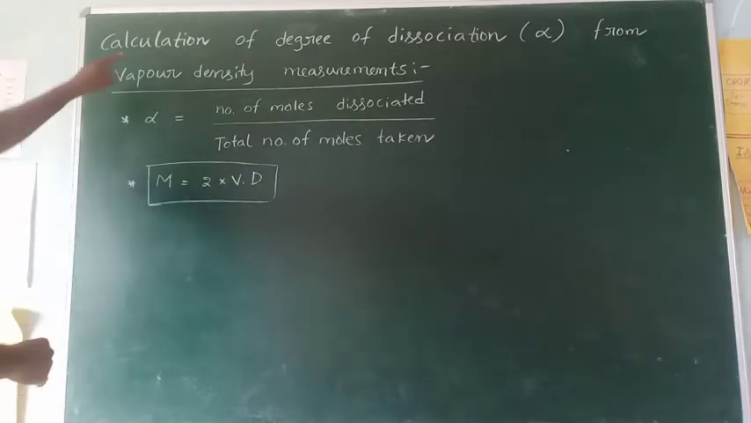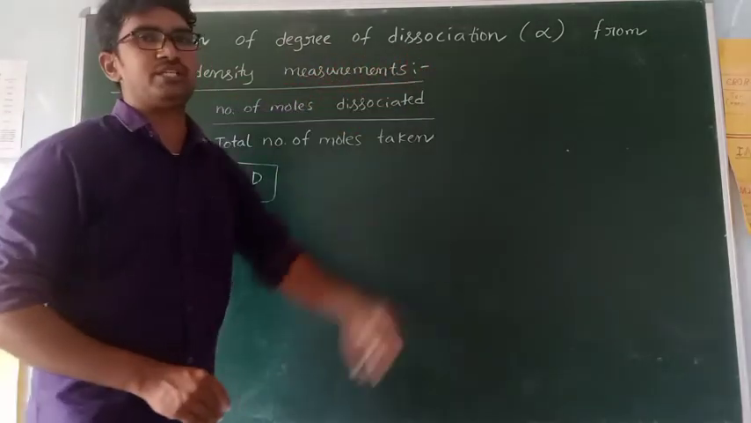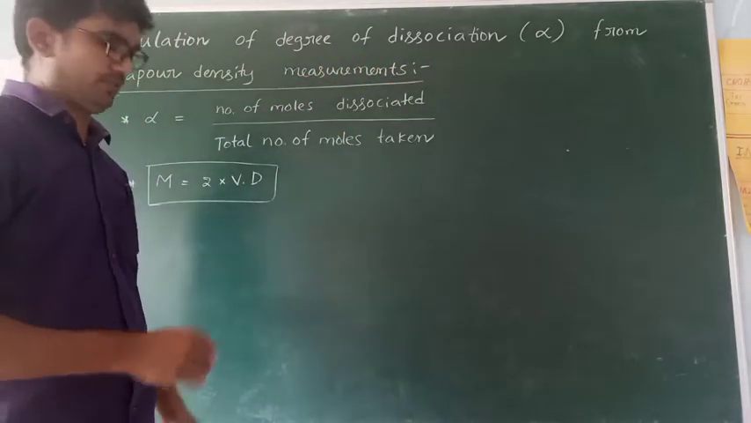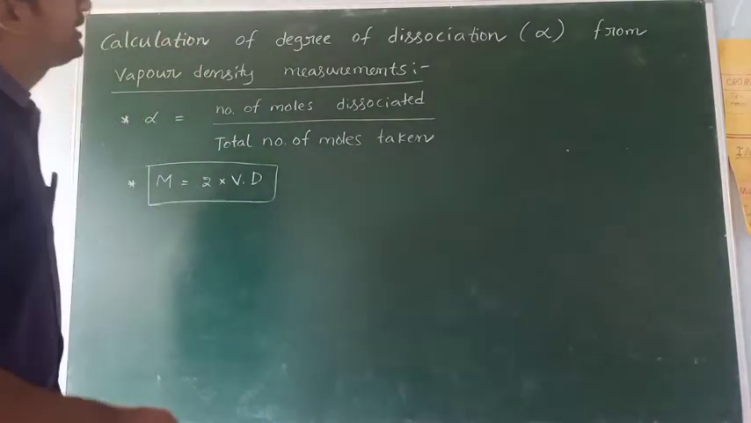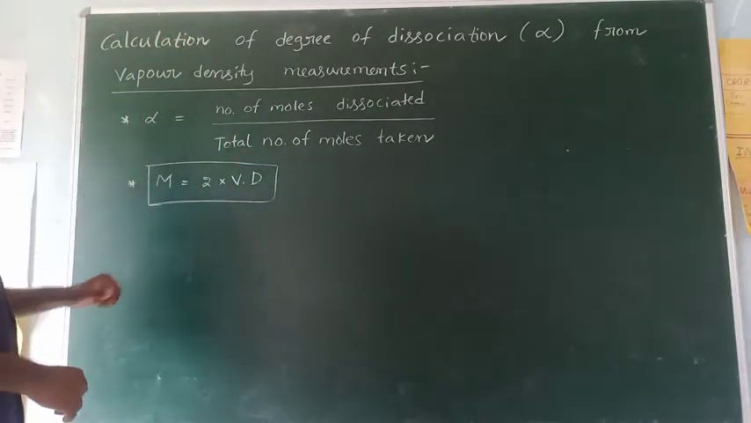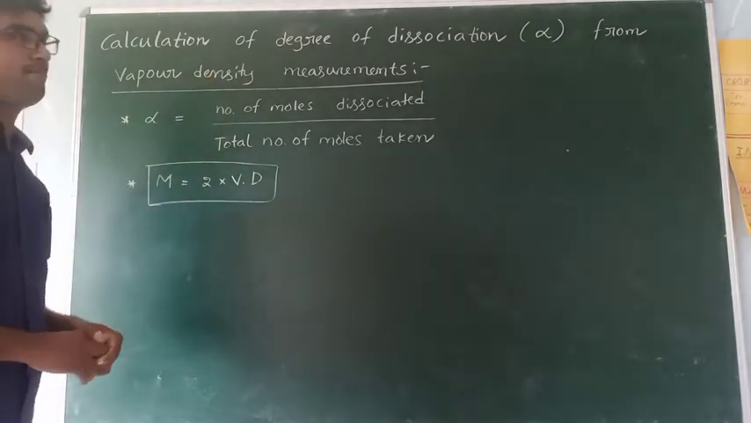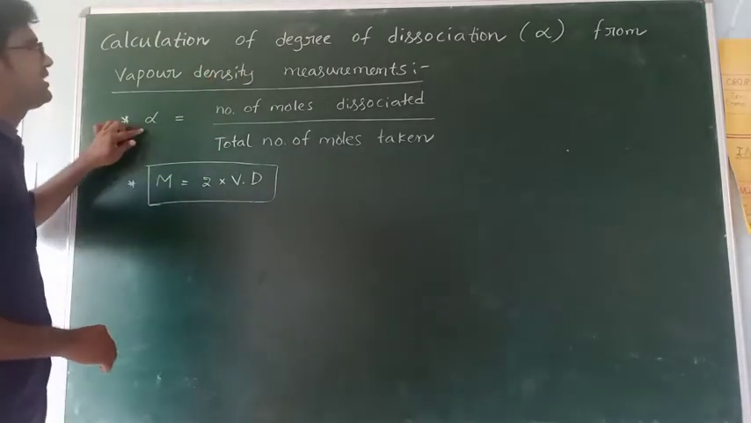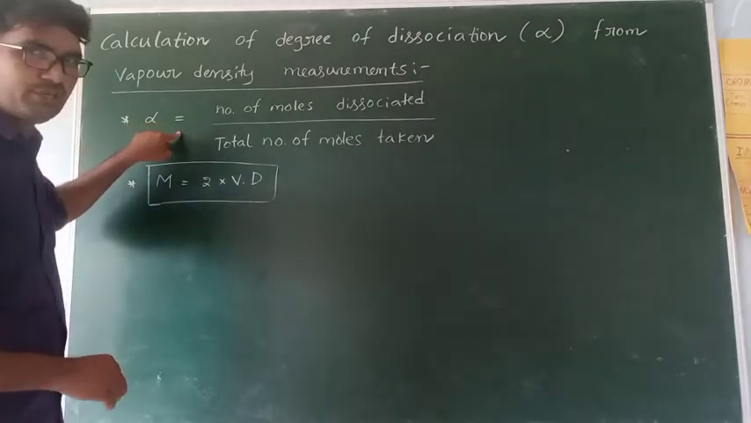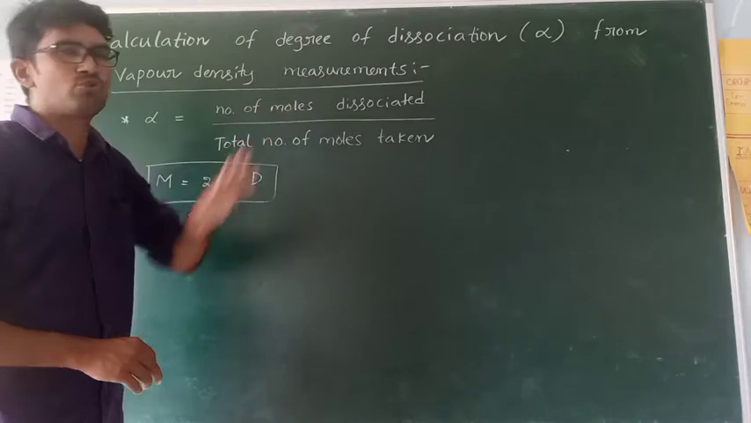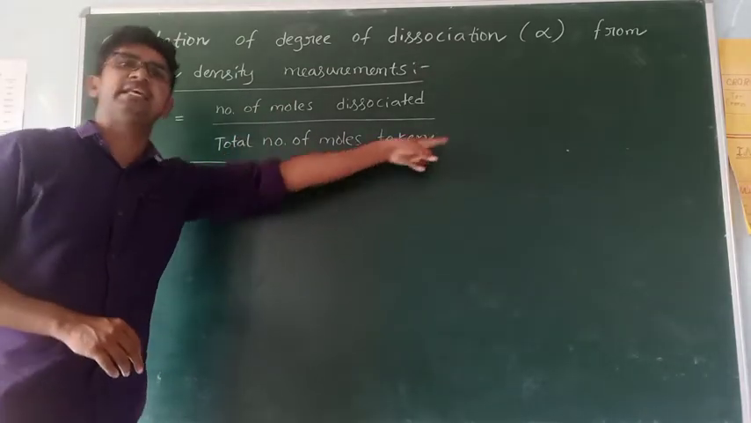Next concept, calculation of degree of dissociation, which is denoted by alpha. Degree of dissociation from vapor density measurements. First, what is degree of dissociation? Degree of dissociation alpha is equal to the number of moles dissociated divided by the total number of moles taken in the reaction.